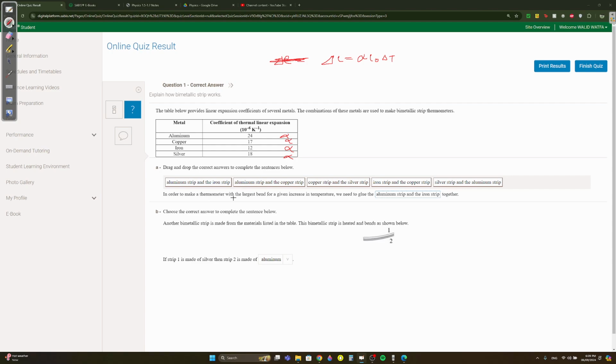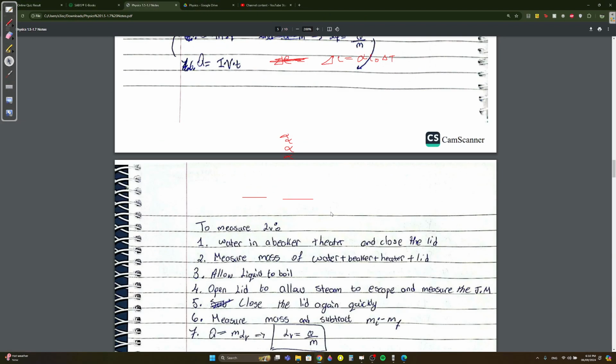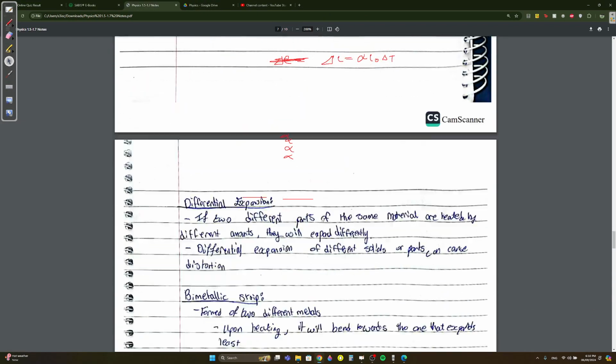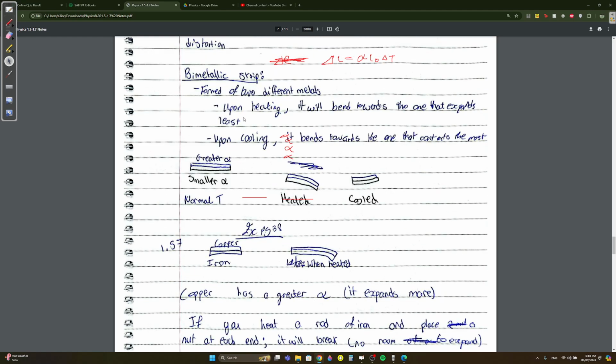Question 1: in order to make a thermometer with the largest bend for a given increase in temperature. Remember, when you heat a rod made up of two metals, it's gonna bend in one direction. If you heat it up, it's gonna bend in the direction of the lower alpha. Okay, this was in the notes. Go back to the notes if you still haven't watched it already. I explained it very well. Over here, you see, when you heat, you cool, whatever.